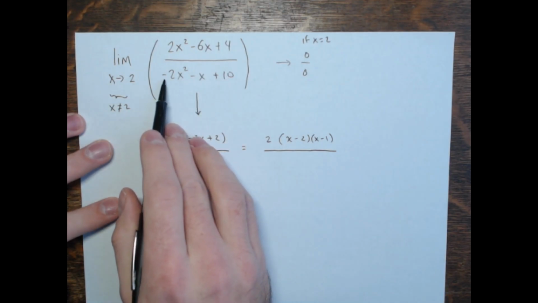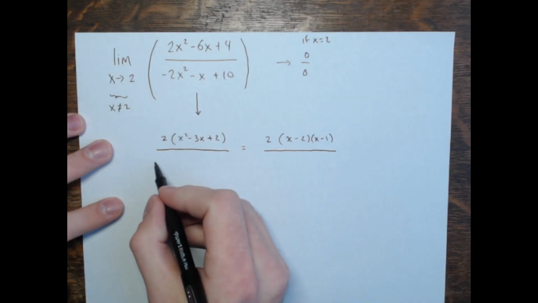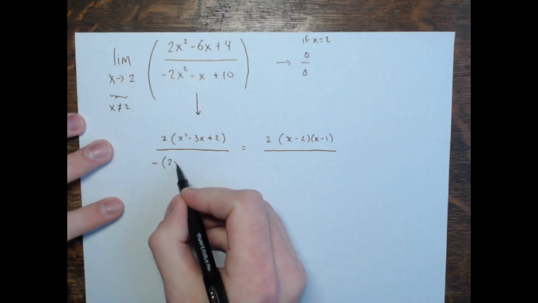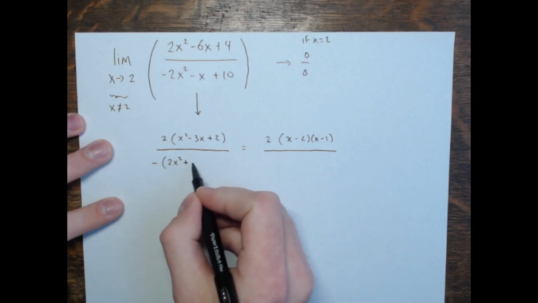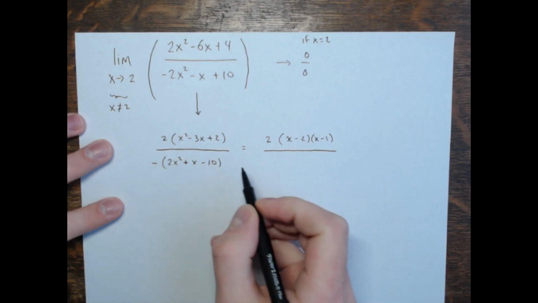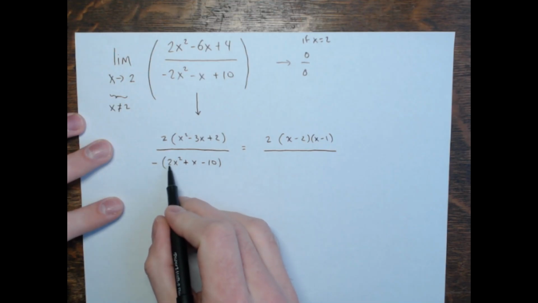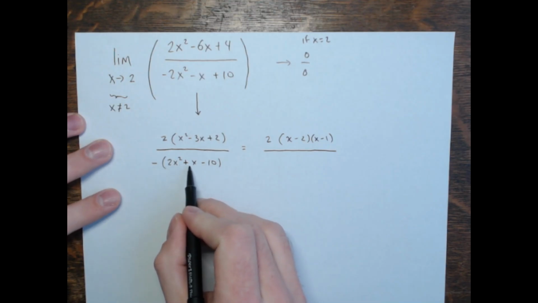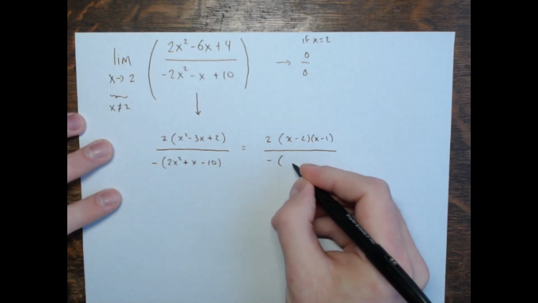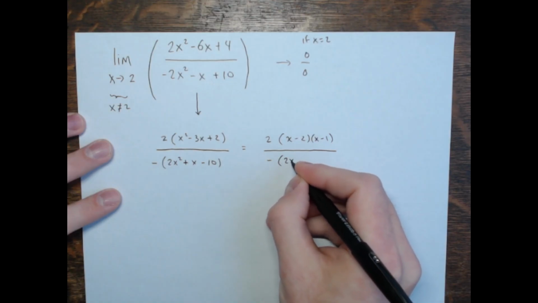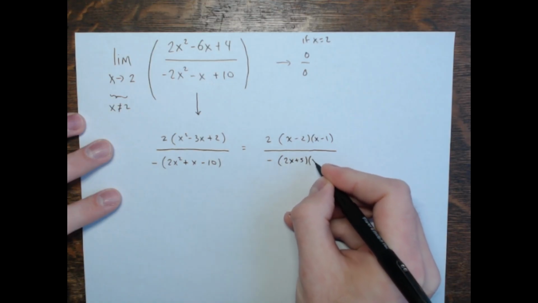Denominator, again, usually when the lead is negative, you pull out a negative, so it's the opposite of 2x squared plus x minus 10. And then this, the factors of negative 20 that add up to 1 are positive 5 and negative 4. And so it's 2x plus 5 times x minus 2.